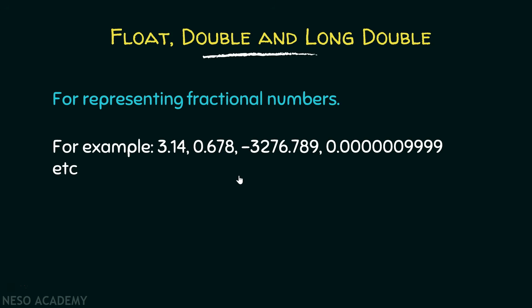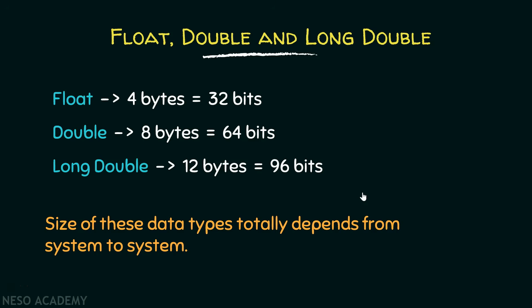Let's understand what float, double, long double is used for. Like int data type is used to represent integer, char data type is used to represent characters. Similarly, float, double and long double are used in representing fractional or real numbers. For example, 3.14, 0.678, minus 3276.789, 0.000000999999, etc. etc.